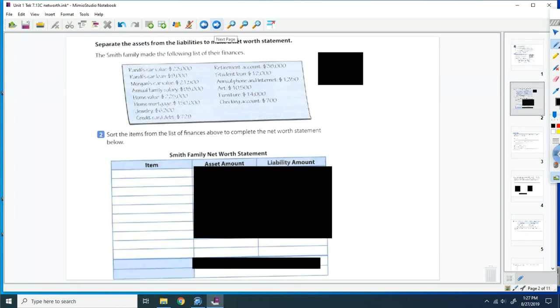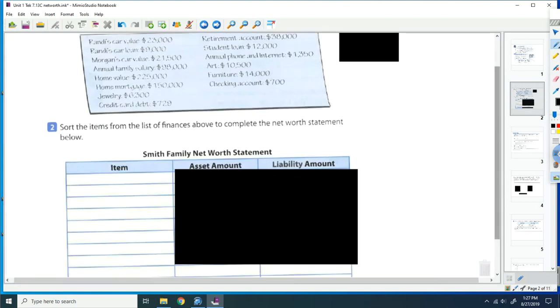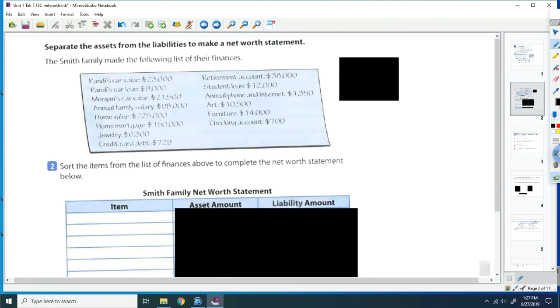So we have the Smith family here that wrote down their finances, and we're going to label them. We're going to go through and label asset and liability. So the first is a car value, which is an asset. Car loan, liability. Another car value, asset. Salary. A salary is neither, so we're going to cross this off. That doesn't need to be included for the asset or the liability.